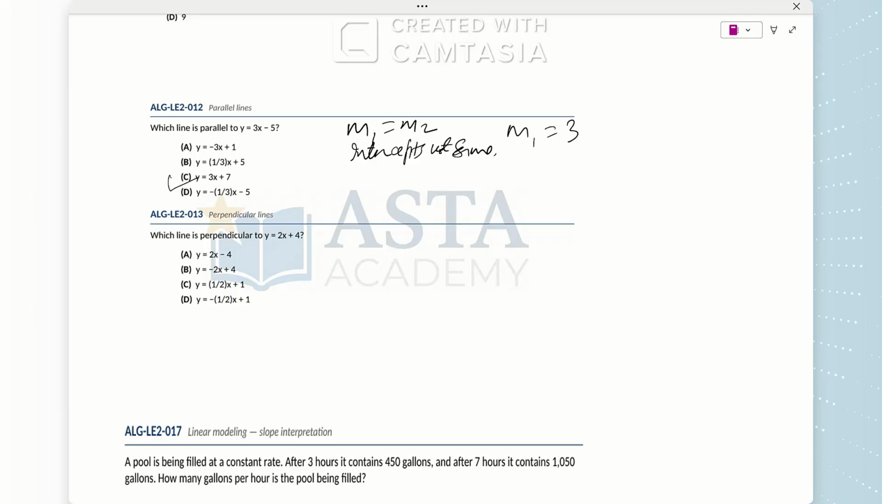The next one we come to is on the perpendicular lines. It says which line is perpendicular to y is equal to 2x plus 4. So here we quickly note that m1 is equal to 2. So what should be m2 of a perpendicular line? Flip, change sign, reciprocal. Negative reciprocal is going to be minus half. All right, just scan through, find out which equation has minus half as the coefficient of x, which is D. So D is your answer.